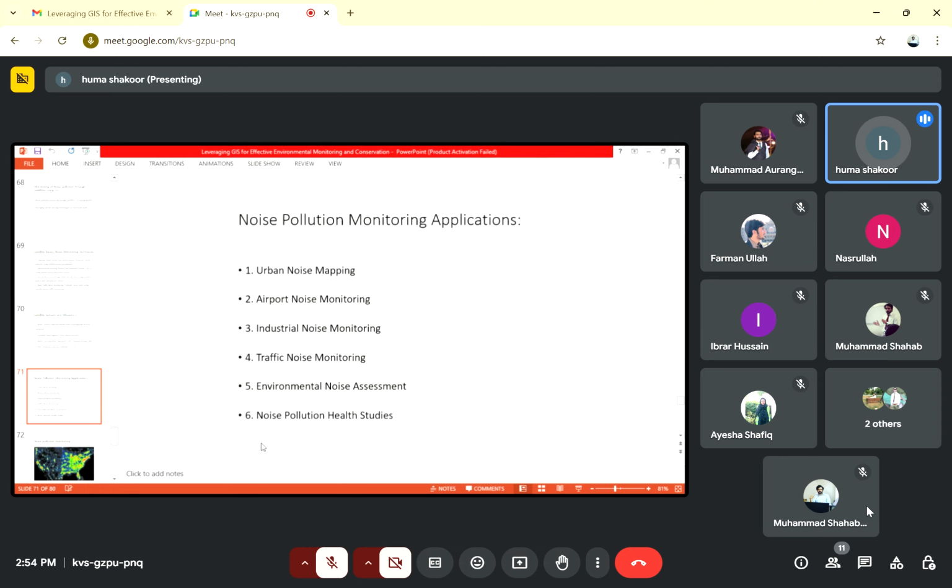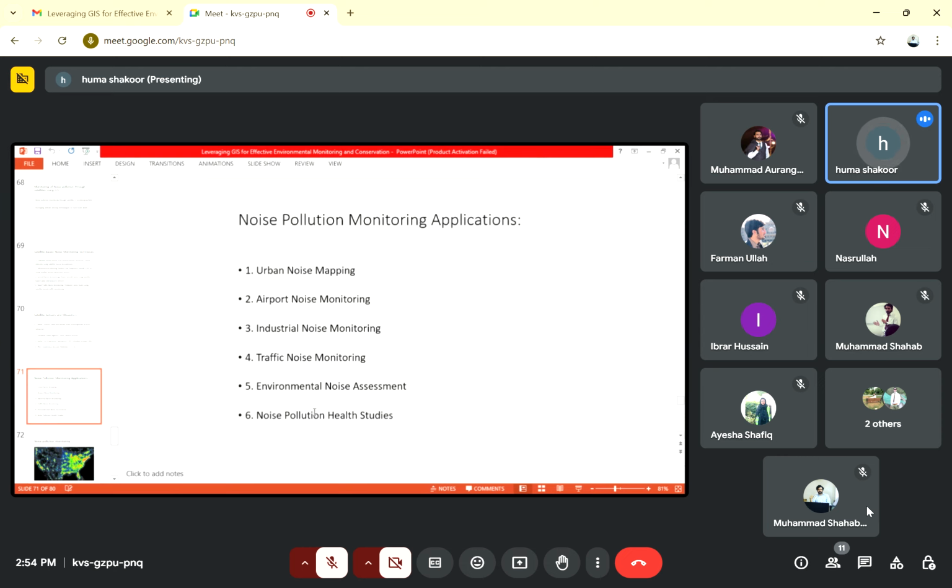What are the noise pollution monitoring applications, where are we monitoring noise pollution? We know that in urban areas noise pollution is increasing because of the high level of population. So, urban noise mapping. An airport is both a mobile and a static source of noise pollution. Airport noise monitoring maps, industrial noise monitoring, traffic noise monitoring, environmental noise assessment, and noise pollution health studies.